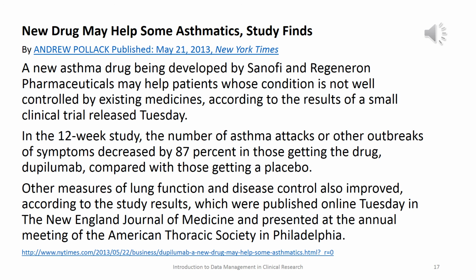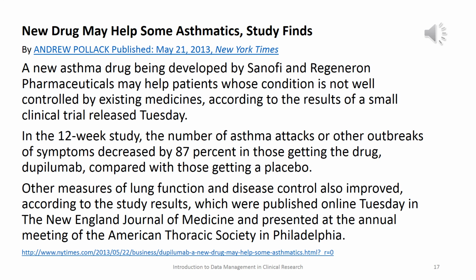Other measures of lung function and disease control also improved, according to the study results, which were published online Tuesday in the New England Journal of Medicine and presented at an annual meeting of the American Thoracic Society in Philadelphia. So I've included the link there at the bottom to the article that appeared in the New York Times.